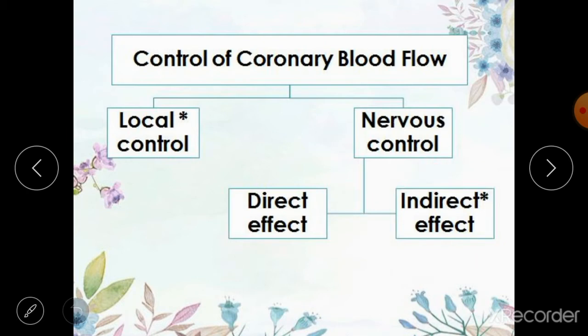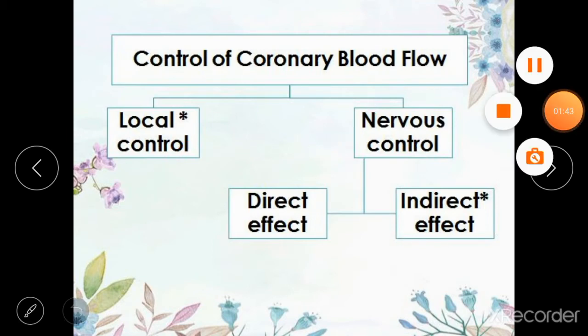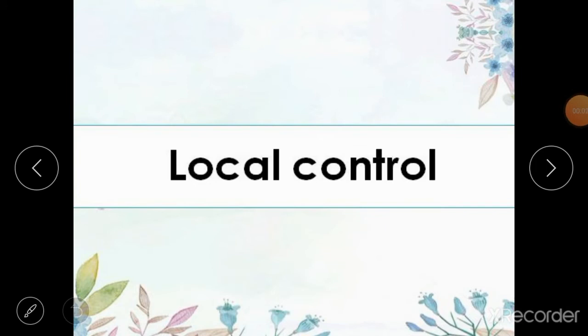Let me repeat that your coronary blood flow can be controlled by a local mechanism and a nervous mechanism. Your local mechanism is stronger than your nervous mechanism. Your nervous mechanism has two effects: a direct effect and an indirect effect. You must remember that the indirect effect is stronger than the direct effect. Now let us study the details of these local and nervous controls. Let us first begin with the local control of coronary blood flow.